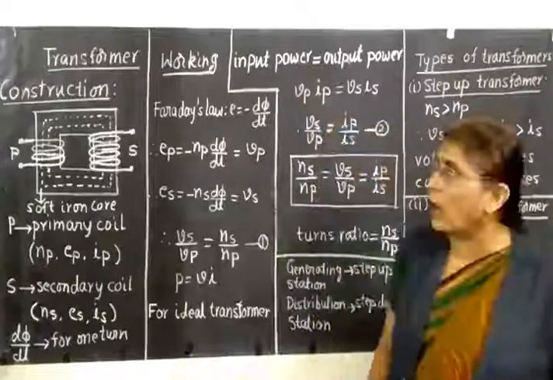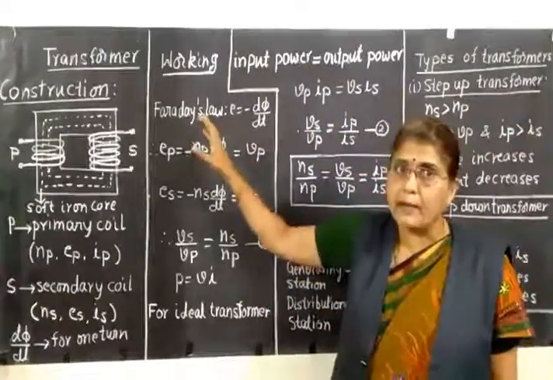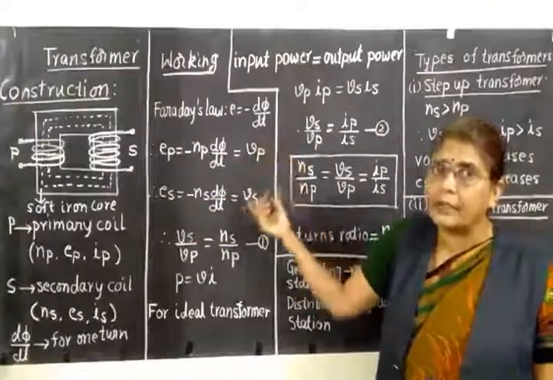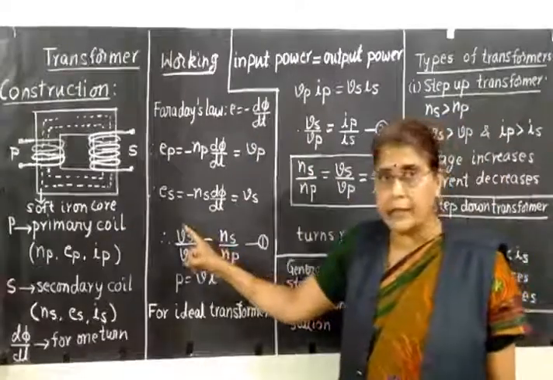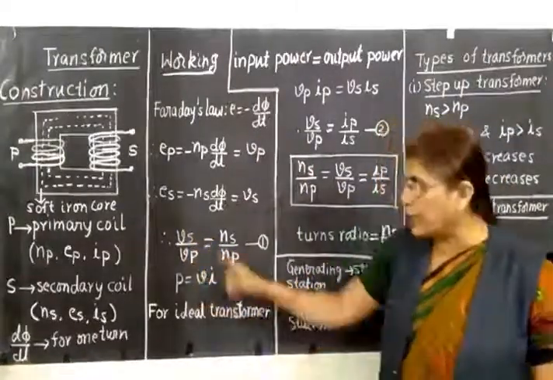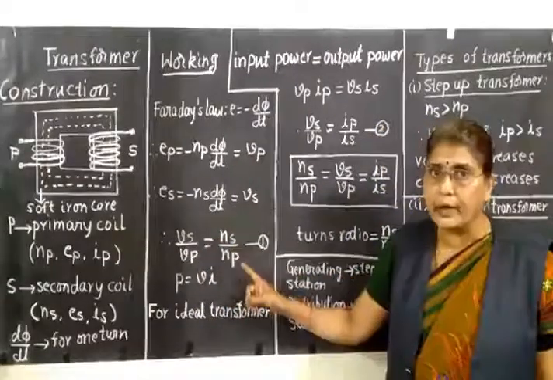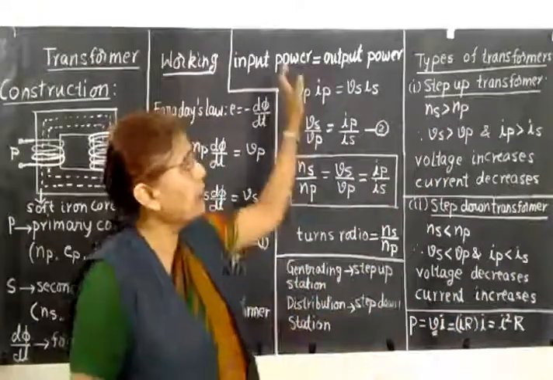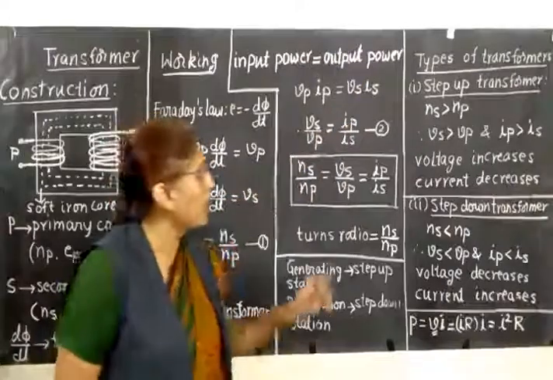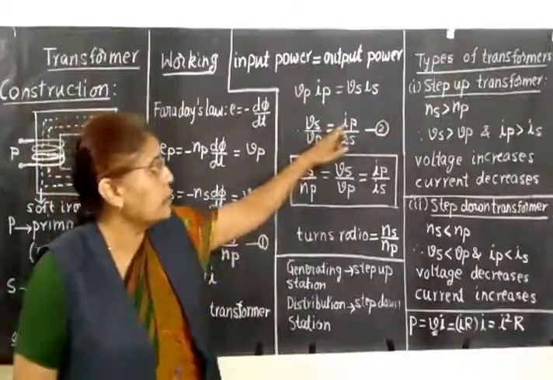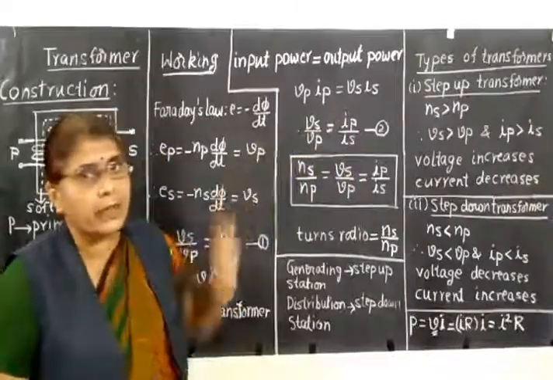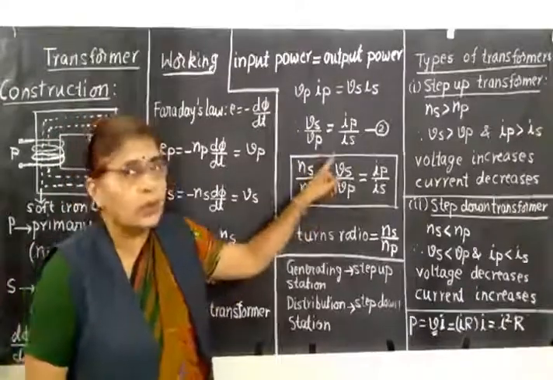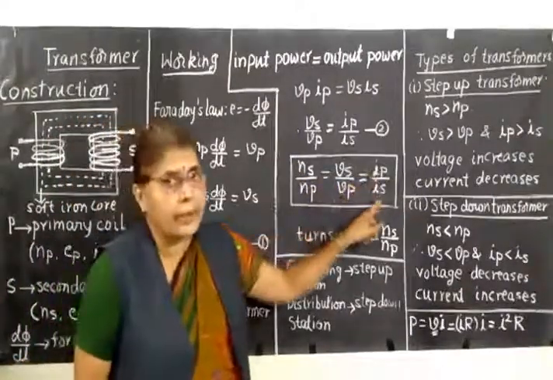According to Faraday's law, we have found the expressions for the EMF induced in the primary coil and the secondary coil. They are equal to the voltage across the primary and the voltage across the secondary. Then we have taken the ratio of Vs upon Vp and shown that Vs upon Vp is equal to Ns upon Np. Then we considered an ideal transformer where there is no power loss, that is input power is equal to output power. From that we got the equation Vs upon Vp is equal to Ip upon Is. So equating equations 1 and 2, we got the equation for a transformer: Ns upon Np is equal to Vs upon Vp, that is equal to Ip upon Is.